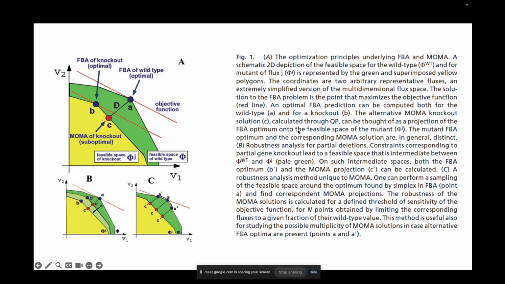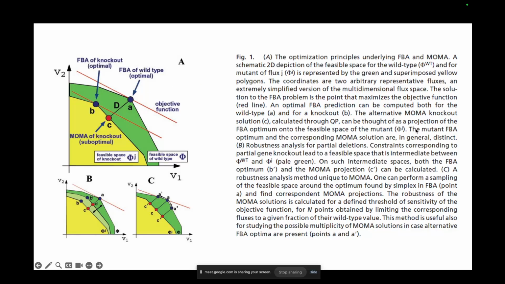This solution C is calculated through quadratic programming and can be thought of as a projection of the FBA optimum into the feasible space of the mutant phi j. This is your FBA solution for your wild type. If you project this solution onto this space, the yellow is one space and the green is another. The FBA solution of your green space, if you project that into your knockout space, which is the yellow part, it's actually matching.